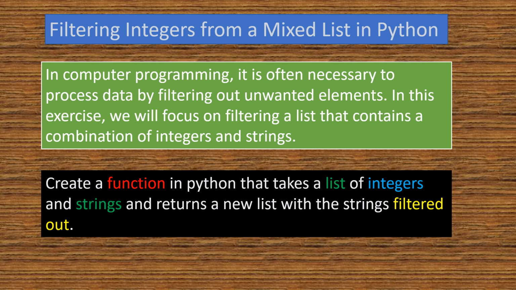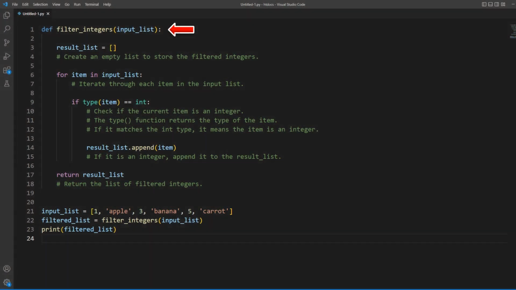Create a function in Python that takes a list of integers and strings and returns a new list with the strings filtered out. And this is a simple solution. Let's break down the code step by step.